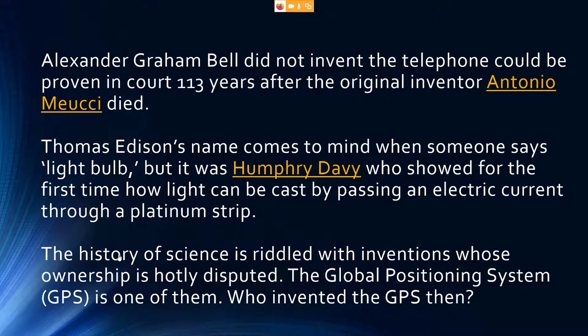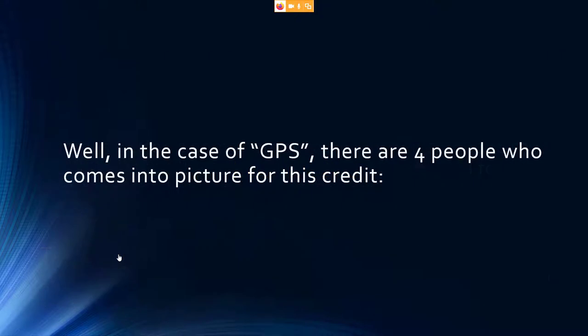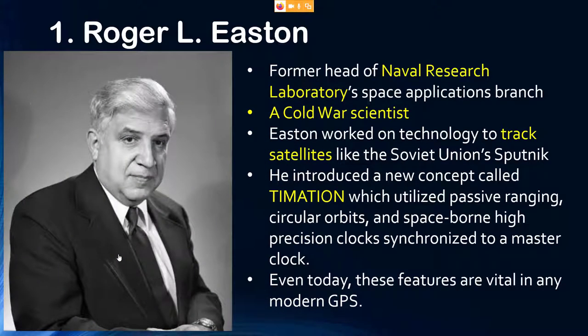Similarly, in the case of GPS, we have some disputes, but still we have a panel here, a hall of fame, where some of the eminent personalities who made a great contribution to GPS can be included. Mainly there are four people we will talk about. The first is Roger L. Easton. He was a former head of the Naval Research Laboratory's Space Application Branch. He was also a Cold War scientist and did very good work tracking satellites, like the Soviet Union's Sputnik. There was a Cold War between Russia and the US, and this person was the key person.